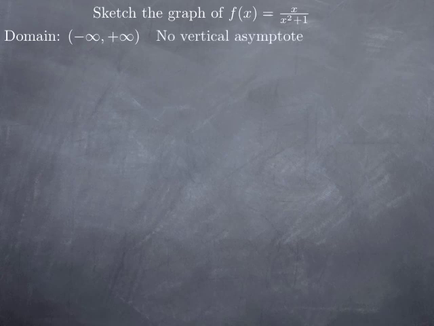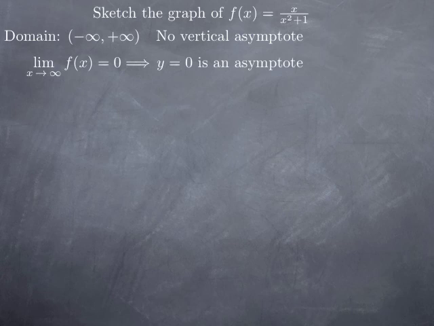Still looking for asymptotes, if we look for the limit of f when x goes to infinity, we have a quotient of two polynomials, and we have the highest degree at the bottom. So we have seen that in that case the limit of the function at infinity is going to be 0. And that means that the horizontal line y equals 0, in other words the x-axis, is an asymptote.